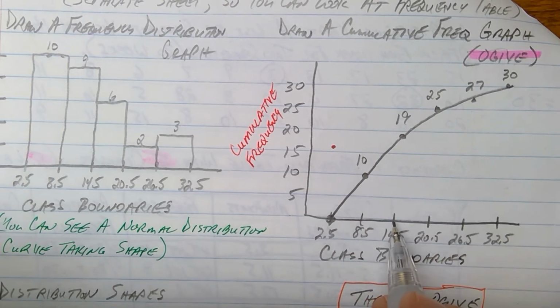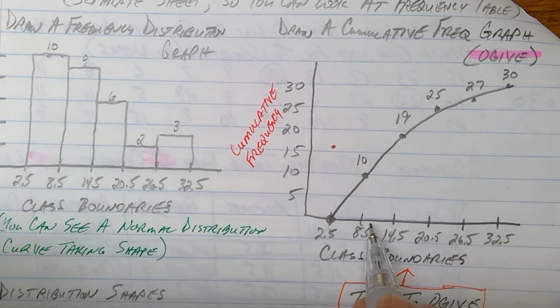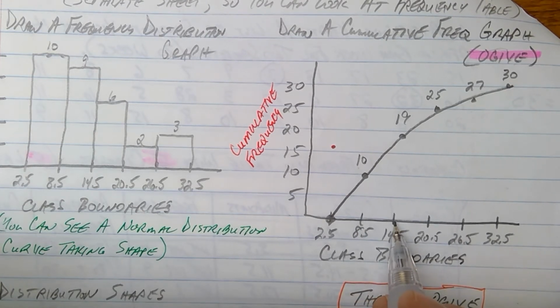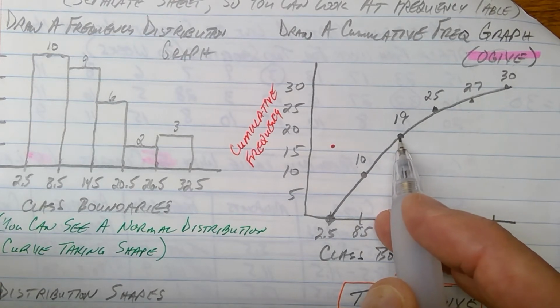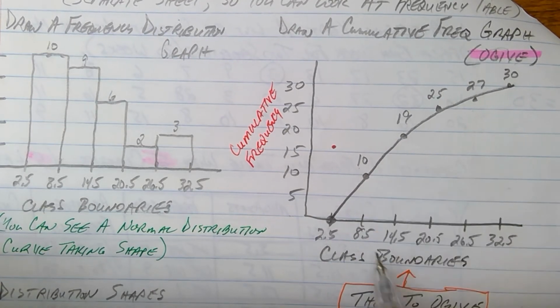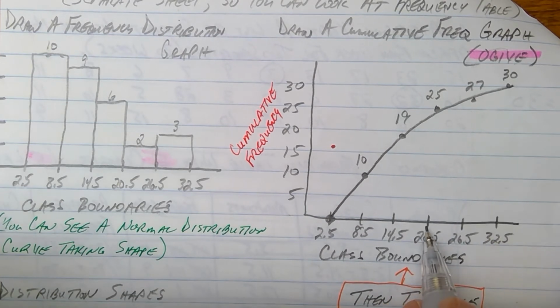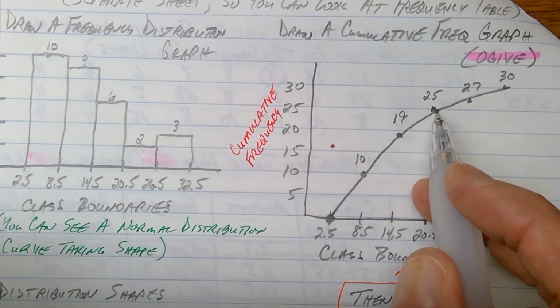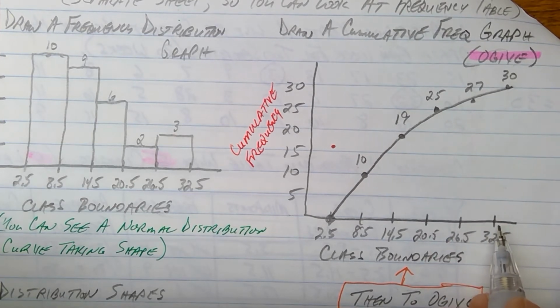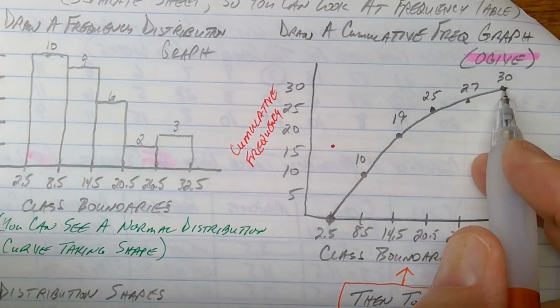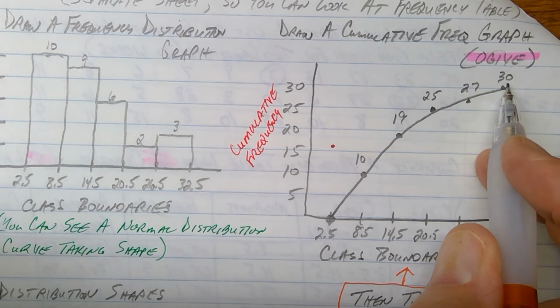By the time I got to 14.5, how many had I accumulated? Well, there were 10 here and 9 here, so I'm up to 19 so far. I have accumulated 19, so that's just short of 20. Connect it with a line. All right, by the time I got to 20.5, I had accumulated 25, and then I had accumulated 27, and finally, by the time I got to the end, I had accumulated all 30 values.